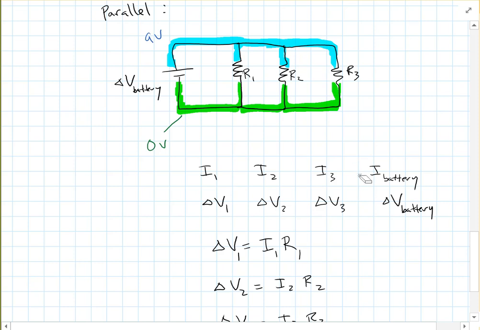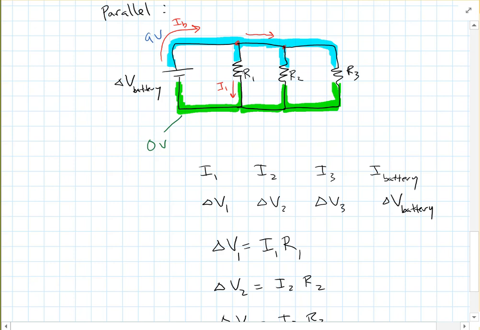So for the current, what's going to happen? All the current that comes out of the battery comes along, I'll put a B there, I battery. It comes along and it comes to this junction right here. This is a fork in the road. Part of it says, oh, I can go through R1 to get to the other side, and part of it goes straight. So we have current coming down through here. We'll call that I1.